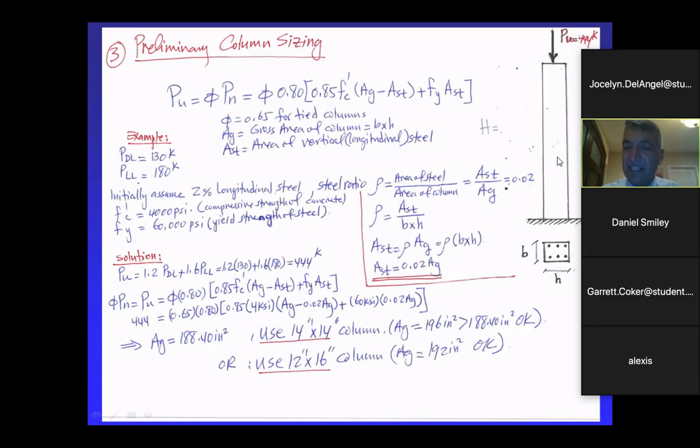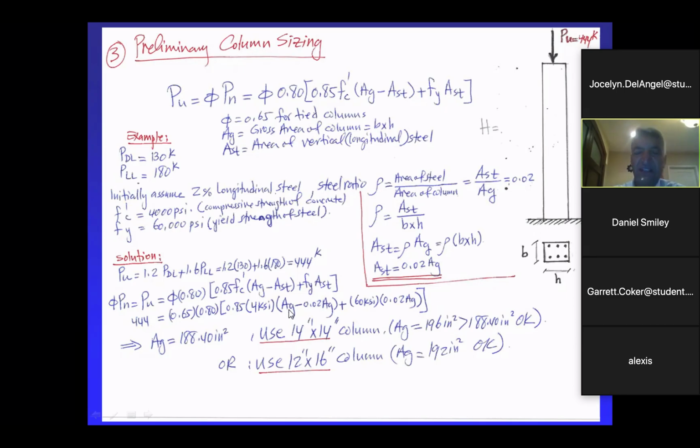What size does this column have to be? So you go ahead to the equation. Phi Pn equal P sub U is equal to that formula. P sub U I just calculated 444. Phi is 0.65. 0.8 is constant. 0.85 is constant. F prime C is 4. Instead of carrying all these zeros, you might as well do 4 and 60. Be careful of the units.